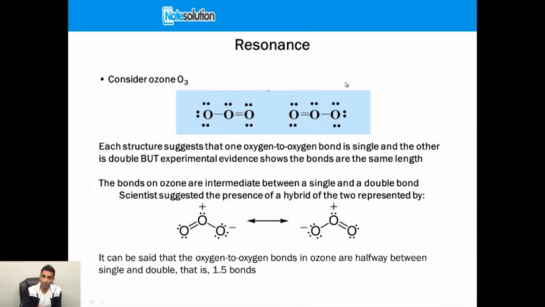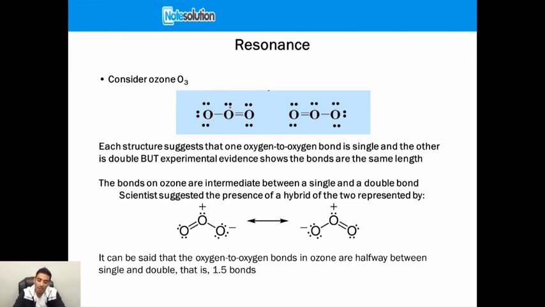The last topic we're going to talk about in Lewis structure is resonance. So consider ozone, O3, over here. You could see here we have 3 oxygens. One time it's represented like this, and the other time it's represented like this. Now, each structure suggests that one oxygen to oxygen bond is single and the other is double. Just by looking at it, that's what it suggests.